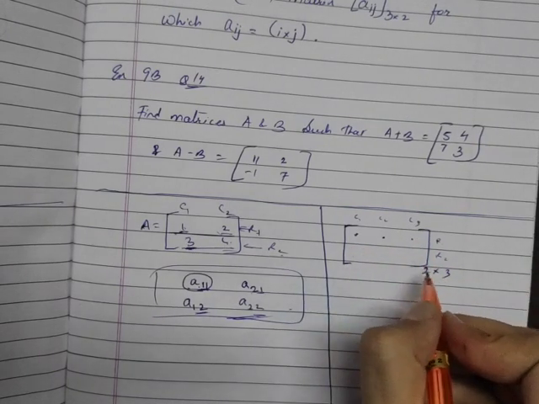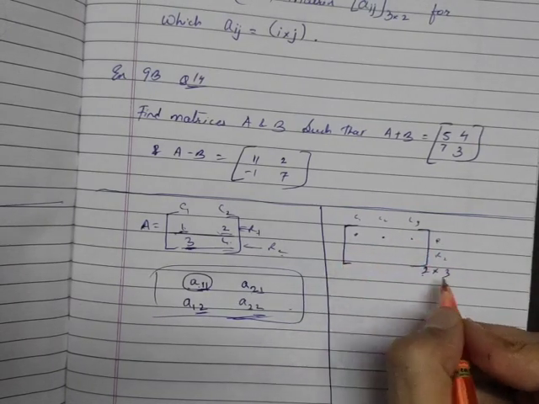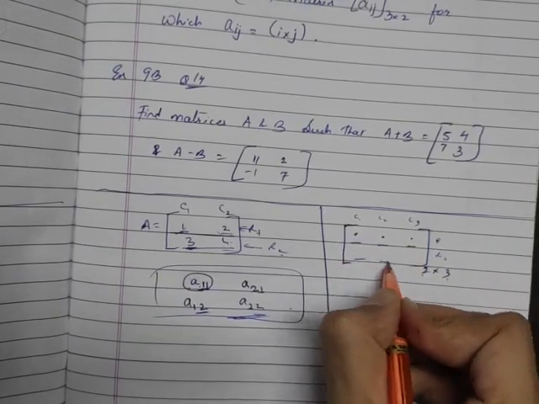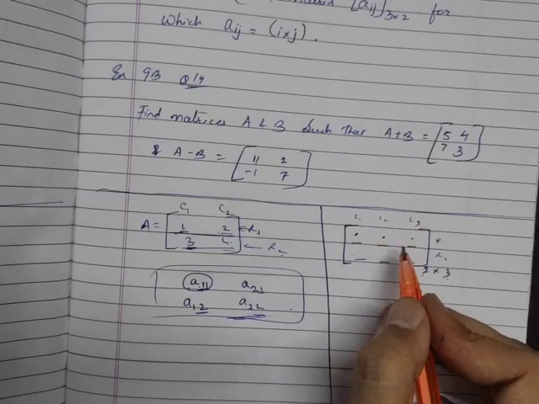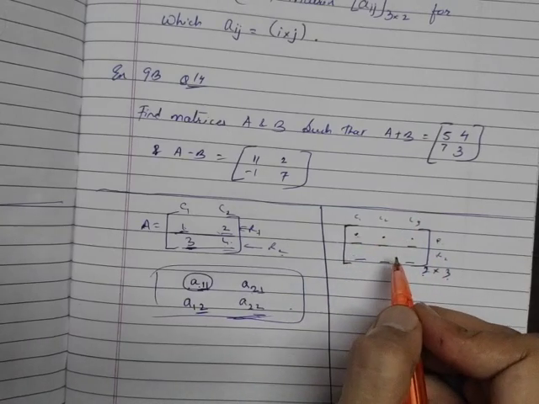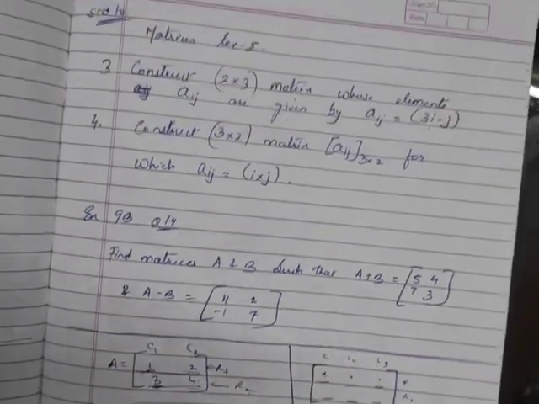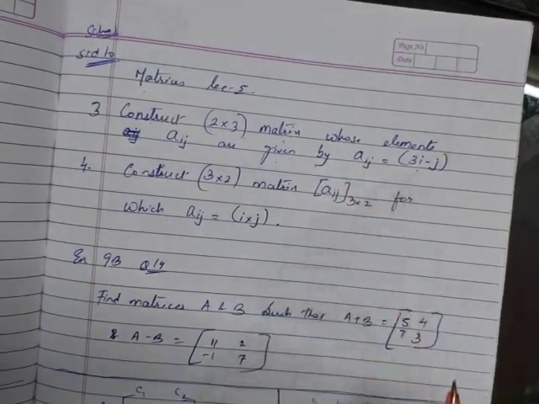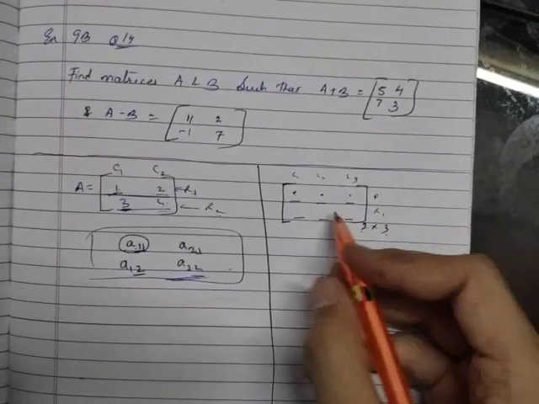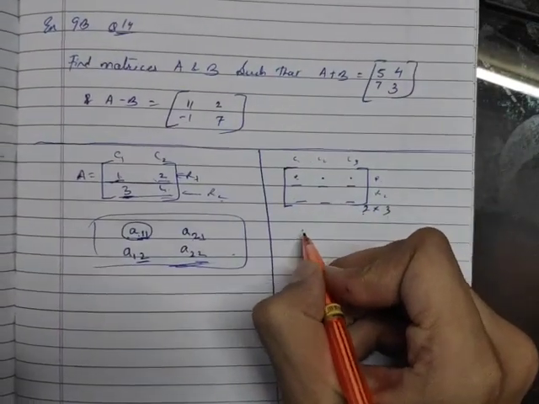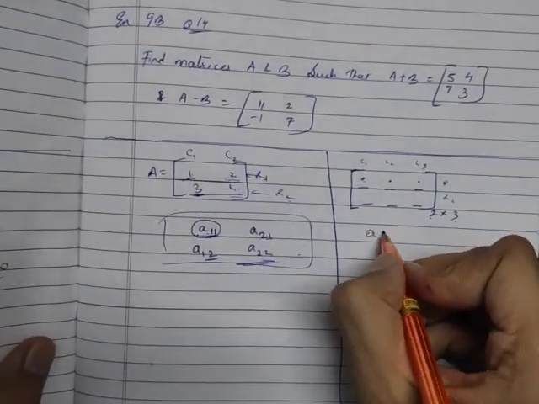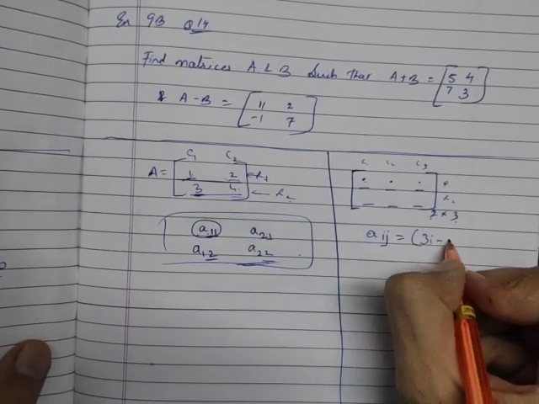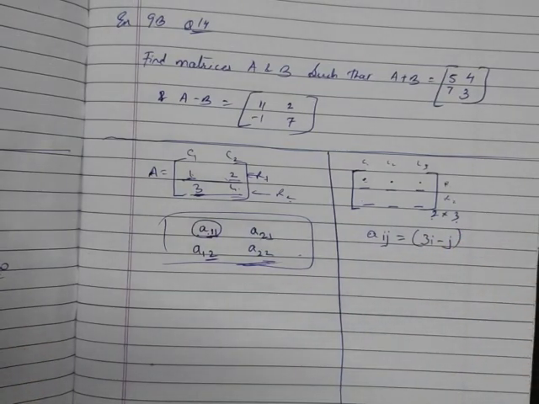Alright, so how many elements, by the way, total in my matrix? 2 into 3, that is 6. So 1, 2, 3, 4, 5, 6. I have to construct this matrix. That means I have to fill these elements as per the given condition. And that condition, again, we will see, where Aij equals 3i minus j. I'll write it here. Any random element, Aij, equals 3i minus j.